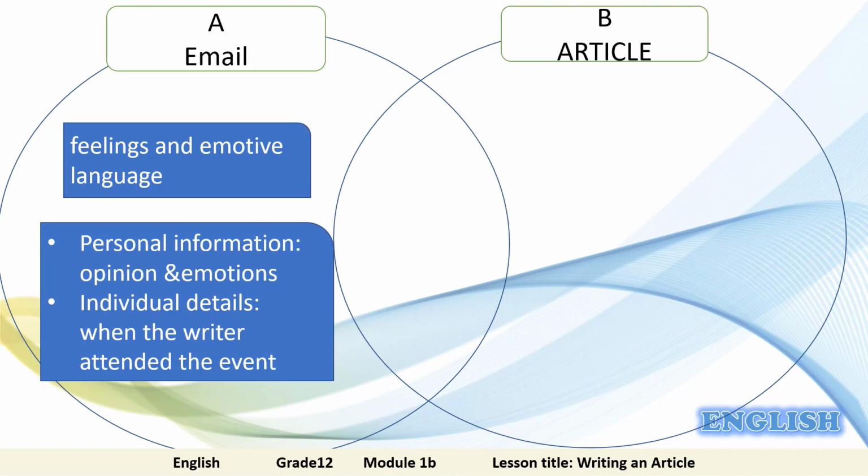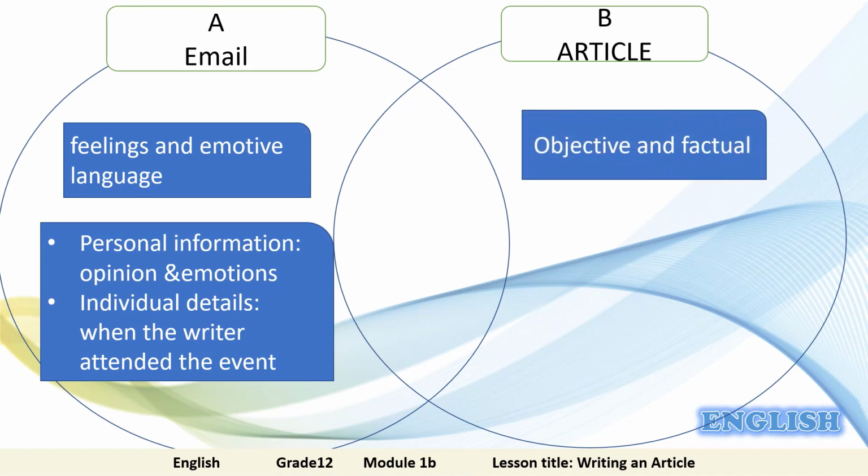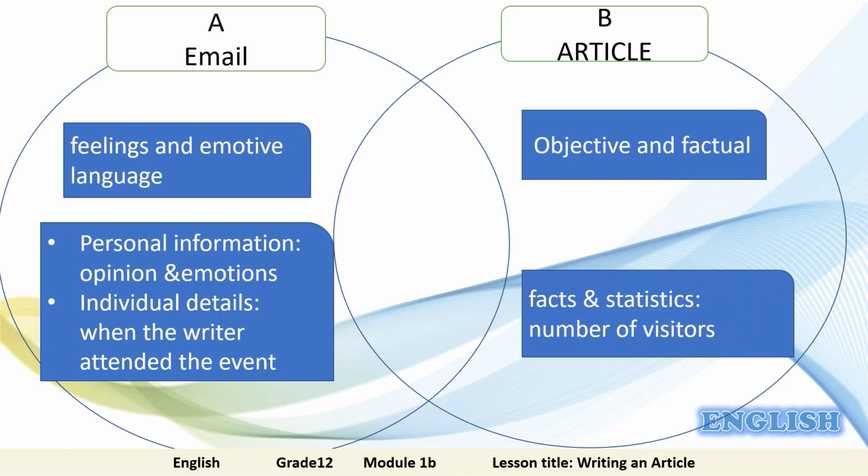However, an article does not have any feelings or emotions. It's just objective and factual. Facts, exactly. And statistics, numbers. Like what? I think you still recall the number 200,000 people attended the event.